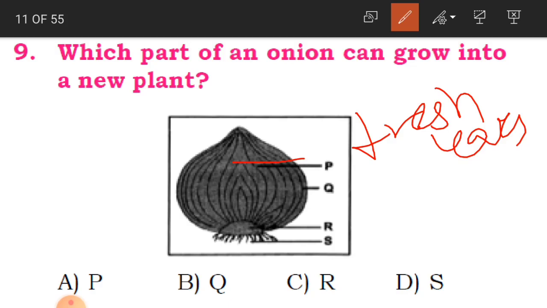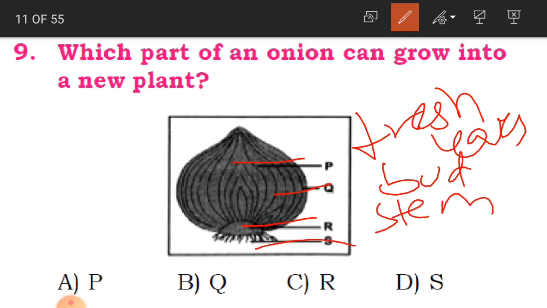This is like a terminal bud. And this is R. R is what? Stem. And this S is what? Roots, fibrous roots. And now what do we have to identify? Which part of the onion can grow into a new plant? Okay, children, the answer is stem. R, that is the stem. C option is the correct answer. From the stem we can grow a new plant of the onion.